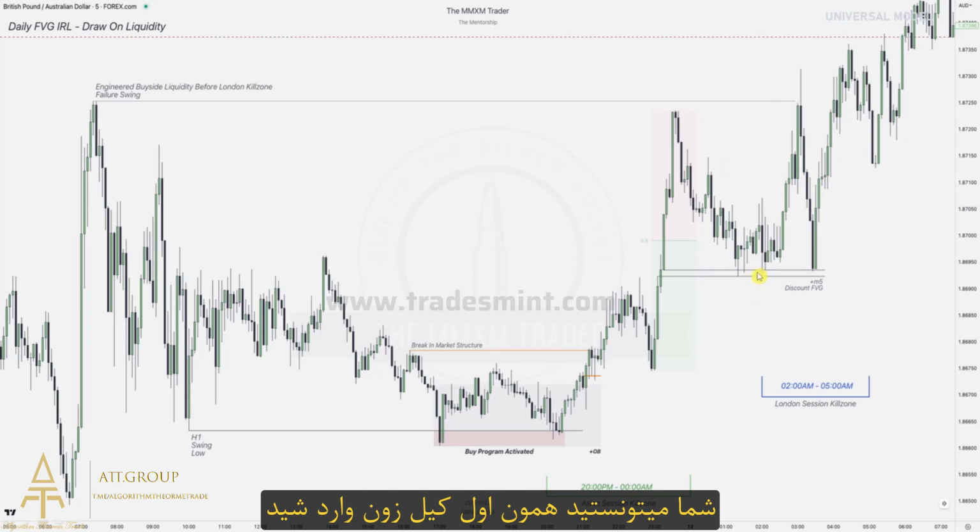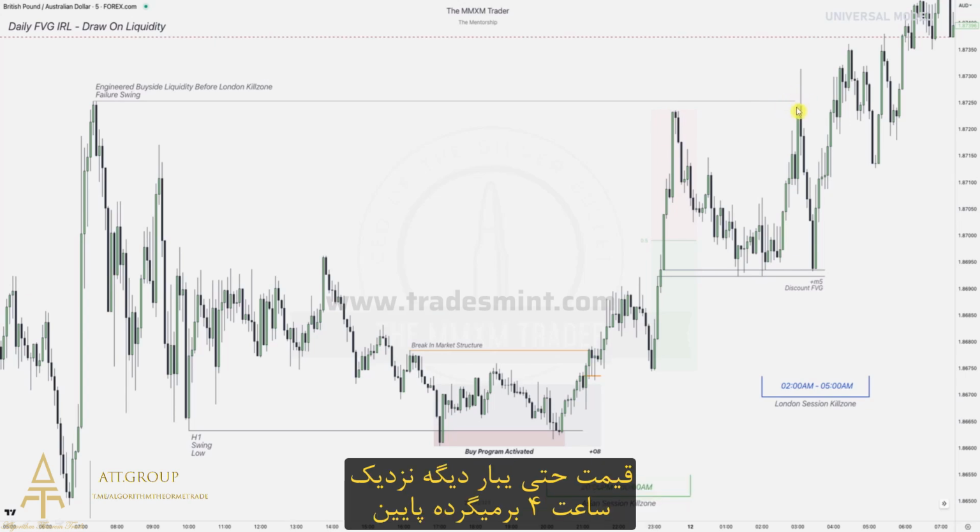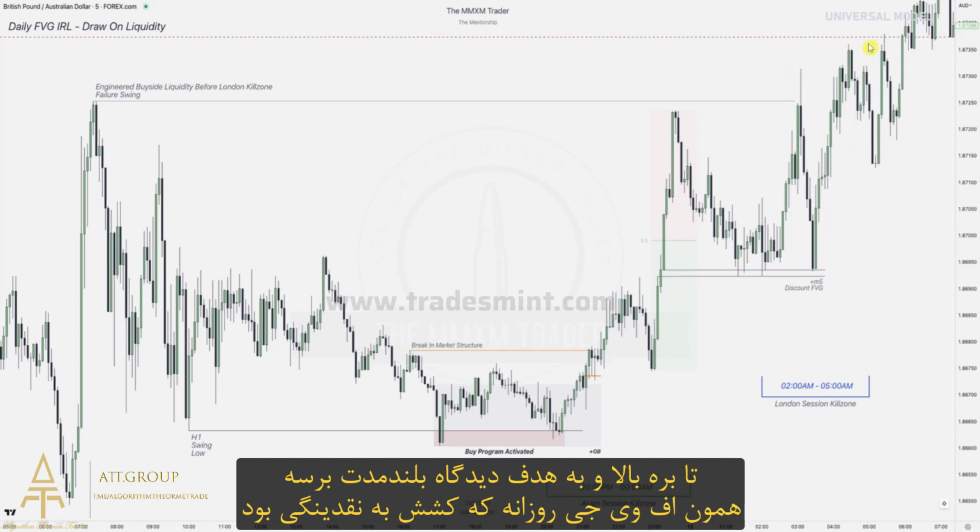You could have gotten in at the start of the kill zone, right? And then a partial above buy side liquidity is always smart to do, and it even comes back one more time around 4 AM to continue up and reach our long-term perspective target, right? That drawn liquidity, the daily fair value gap.